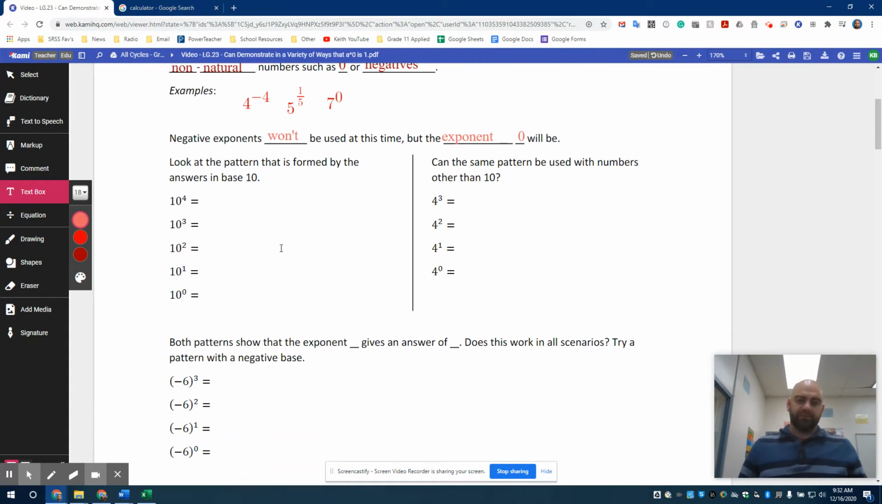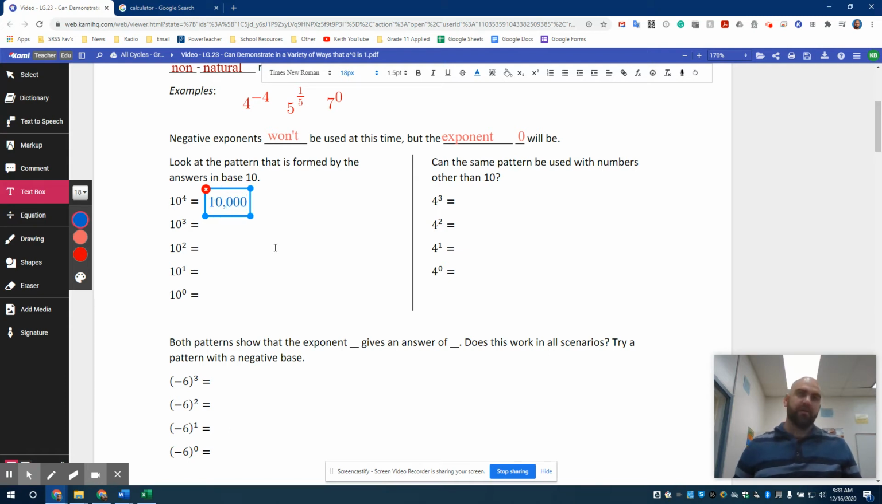So let's take a look at the first example. This is an inductive reasoning example where we're going to be taking a look at a pattern which forms to solve a problem. The numbers that we're going to take a look at are base 10. We did this a few lessons ago, and we know that an answer in base 10 is a 1 with the number of zeros that the exponent says. So 10 to the power of 4 is a 1 with 4 zeros.